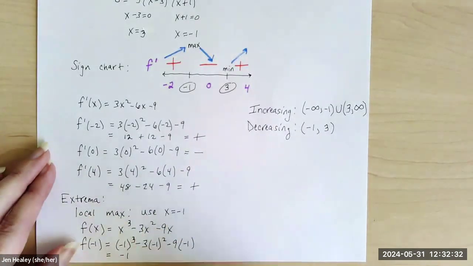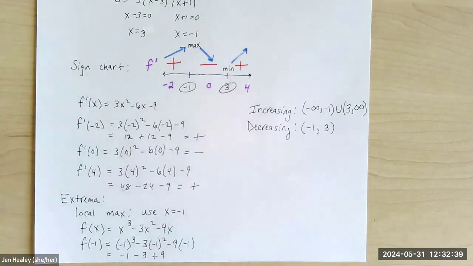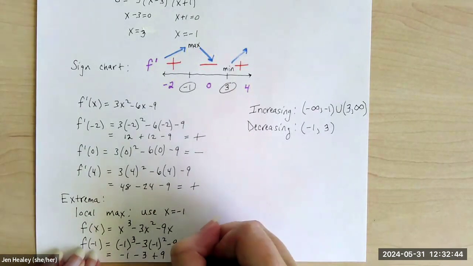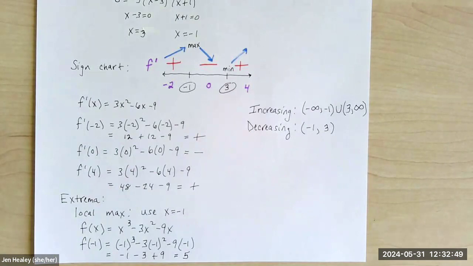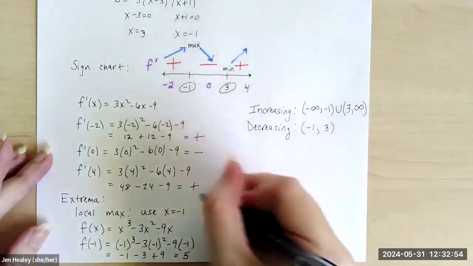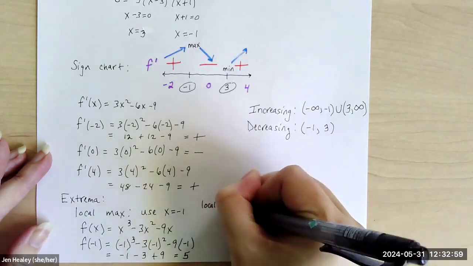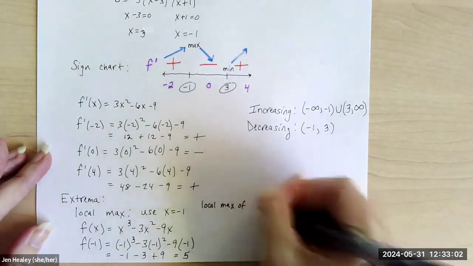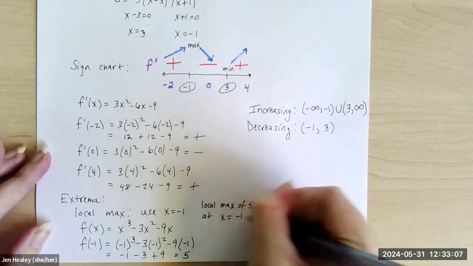So we have -1 minus 3 more plus 9. So -4 plus 9 would pop a 5 out for us. So we have a local max at 5. Let's see, I'll write that here. Local max of 5 at x equals -1.